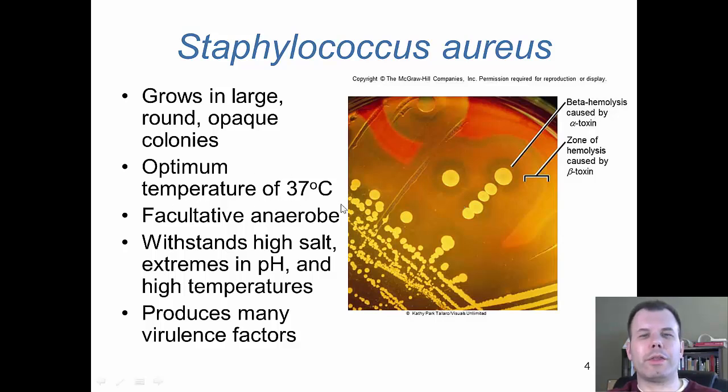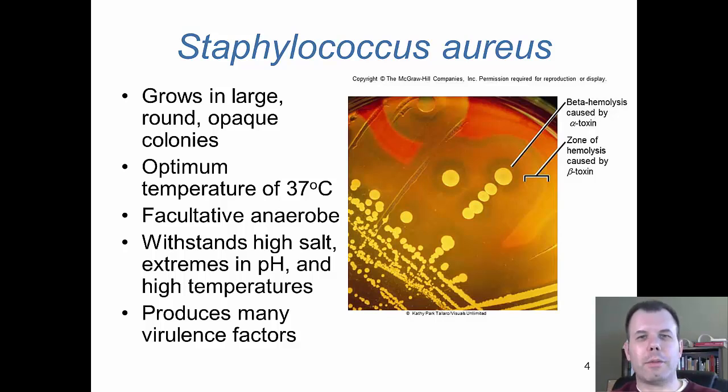It grows very well at 37 degrees. That's our body temperature. And again, we have lots of staph that grows on us. It's a facultative anaerobe, meaning that it can grow with oxygen or without. And one of the interesting things about staph is that it can survive a lot of extremes. It can survive high salt extremes, pH, and high temperatures. So if you take this from one environment to the other, it really doesn't care too much because it can tolerate a lot of different environments. So staph, where do you see it? On your skin. Your skin is a very salty, acidic place, and your staph can thrive growing on that skin. And so that's one of the things.